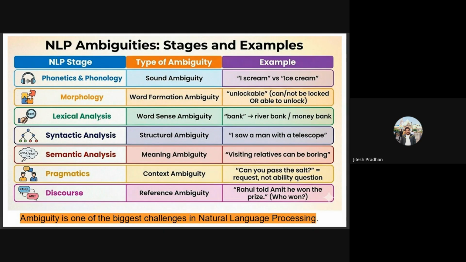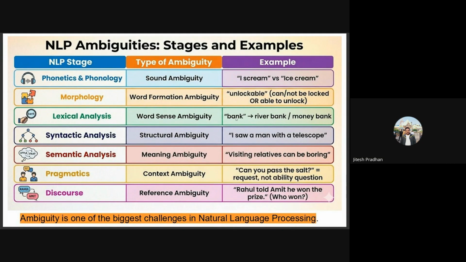At the same time, in lexical analysis we see word sense ambiguity. What is word sense ambiguity? How we are sensing the word. A word can have multiple meanings based on its context. Like "bank." I am going to a bank. It can be a river bank, or it can be a money bank. In which context we use it decides the meaning of that bank.